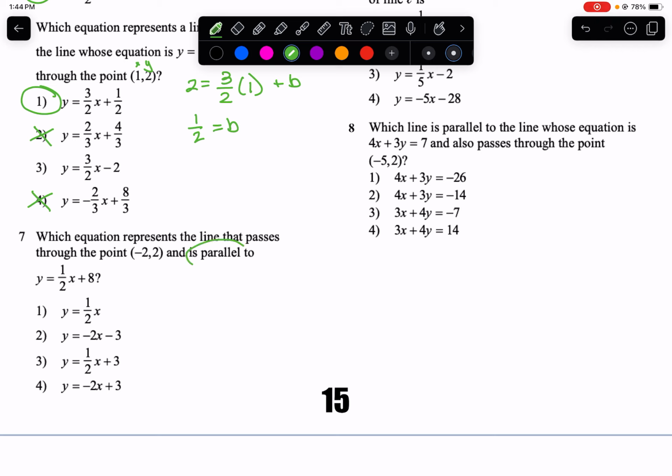So again, parallel to this equation. So we're looking at 1/2. So anything that does not have a slope of 1/2 is eliminated.